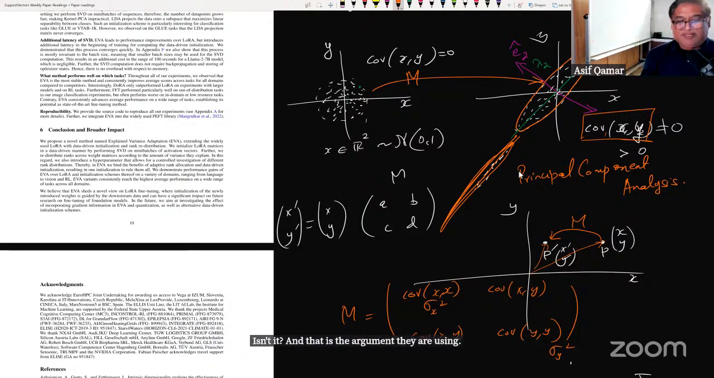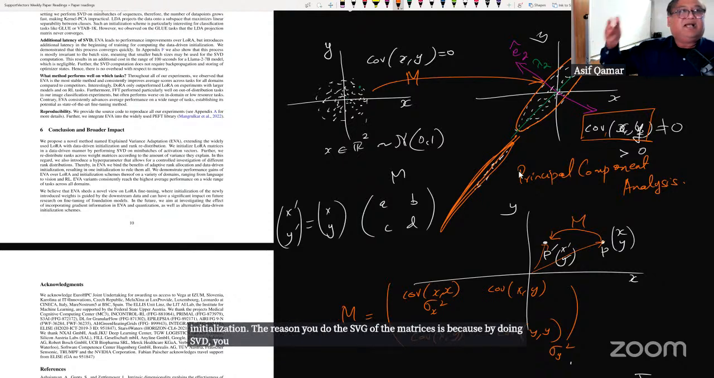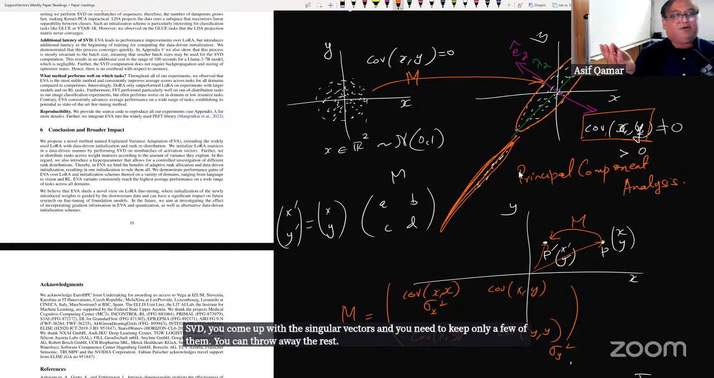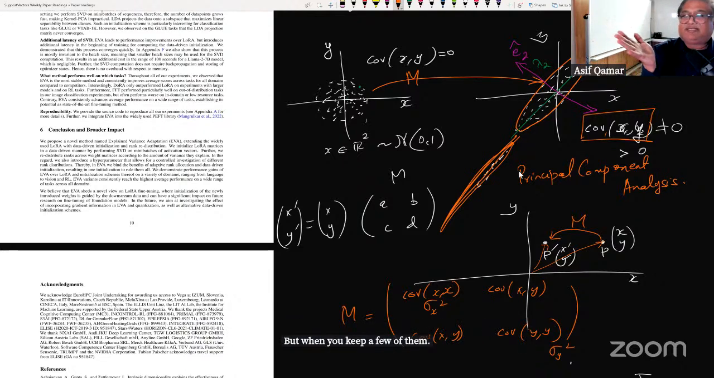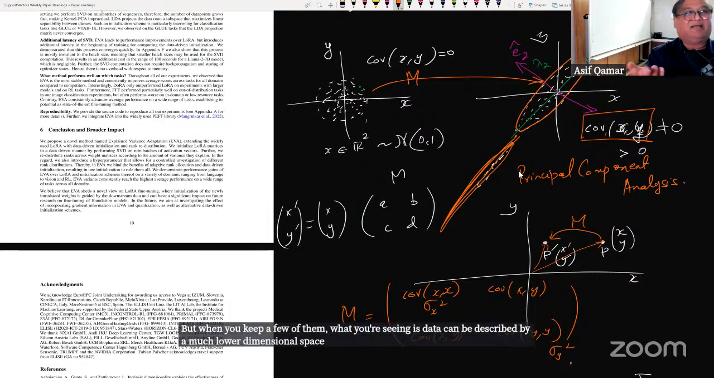The reason you use SVD, whether you do weight-driven initialization, or in this particular case, data-driven initialization, the reason you do the SVD of the matrices is because by doing SVD, you come up with the singular vectors, and you need to keep only a few of them. You can throw away the rest. But when you keep a few of them, what you're saying is data can be described by a much lower dimensional space. In other words, it has a low rank. A low rank is exactly what you're searching for.